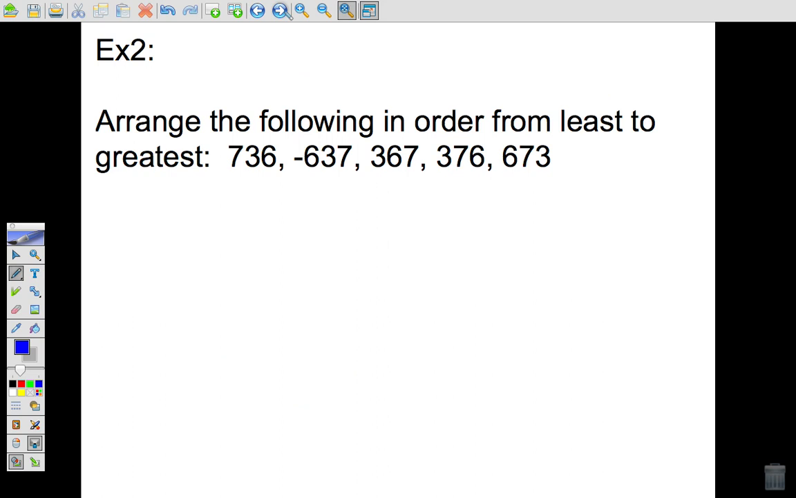All right, last example. It says arrange the following in order from least to greatest. Now they don't say use a number line on this, so you're not going to use a number line. First of all, I know a negative is the smallest one. There's only one negative in there, so that's going to be my smallest. So I'll start with -637. Now I've got to put the rest of them in order. Now I have a number in the 700s, and the rest are in the 300s. So really, my 300 numbers are going to be next.